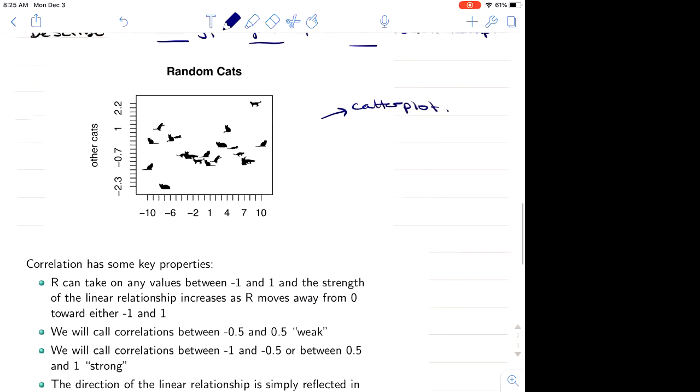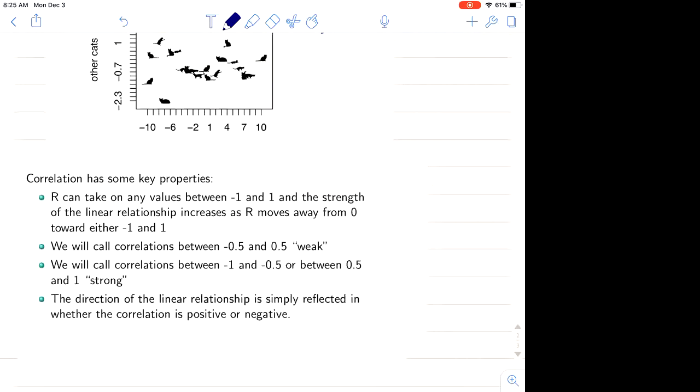Okay. So correlation, remember it describes the direction of the linear relationship, right? So it can be either positive or negative. And so correlation can take on values between -1 and 1.